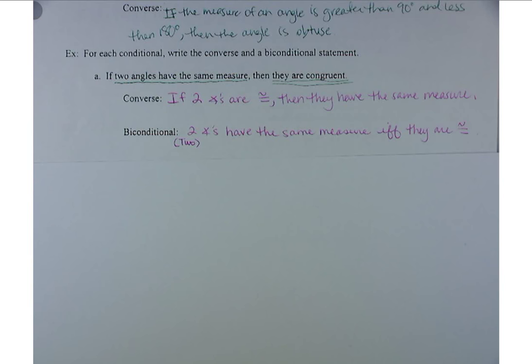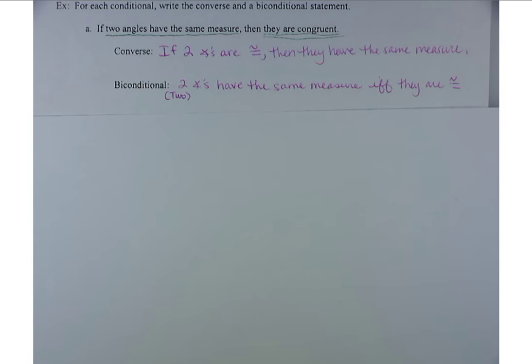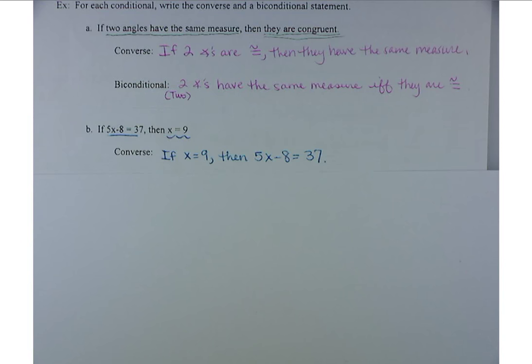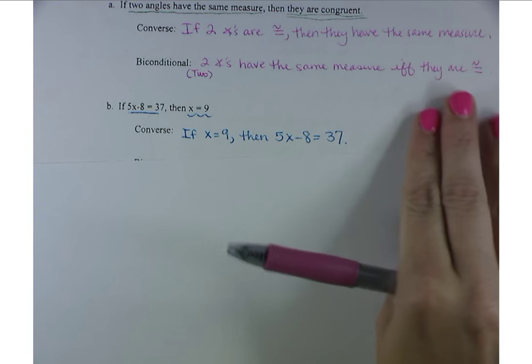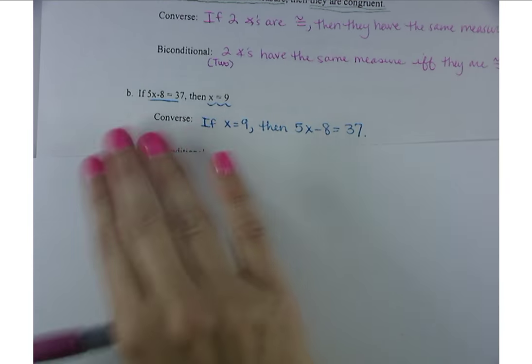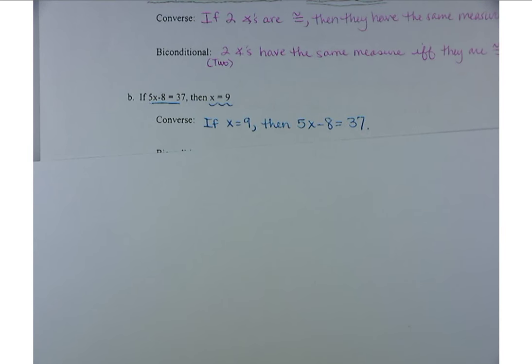Okay, so Tanner, do you think you got the converse written? I said if x equals 9, then 5x minus 8 equals 37. Good. If x equals 9, then 5x minus 8 equals 37. Okay, and then your biconditional, does anybody think they got that one? Yeah, Brendan? 5x minus 8 equals 37 if and only if x equals 9. Yep, perfect. Okay, good. What questions do you guys have for me on the biconditionals?